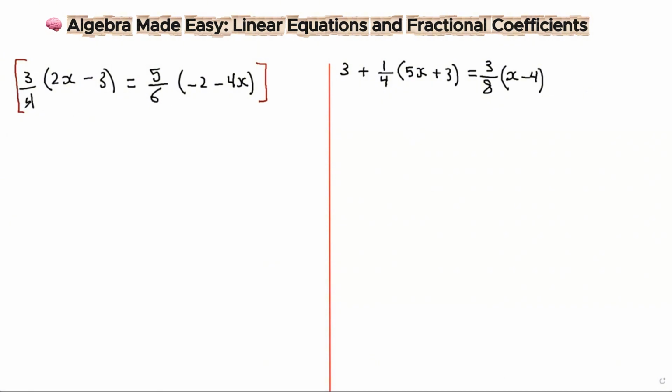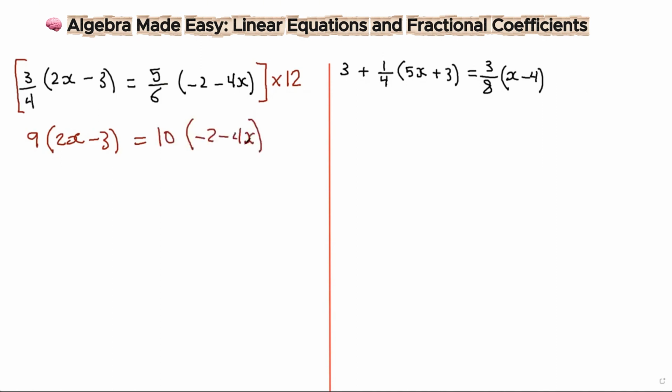So when you multiply 3/4 times 2x minus 3 in brackets by 12, you only multiply the 12 into 3/4. And so what you do, you multiply the 12 only to the top. And a whole number times a fraction, you only multiply the whole number to the top. So you get 36 over 4, which gives you 9. So you'll have 9 brackets 2x minus 3 equals, and you do the same thing to the other term. 12 times 5 is 60, and 60 divided by 6 is 10. And so you'll have 10 brackets negative 2 minus 4x.